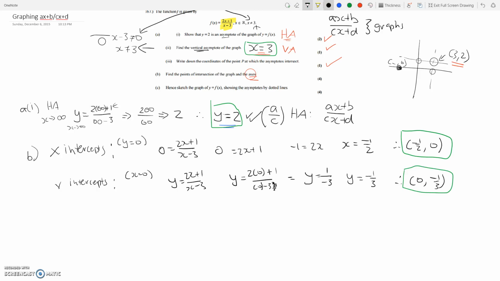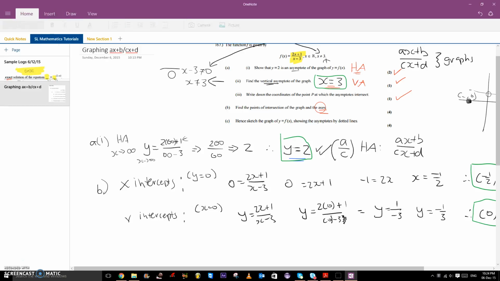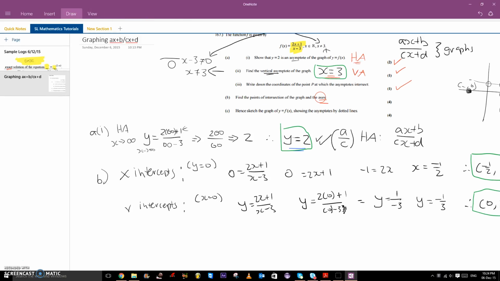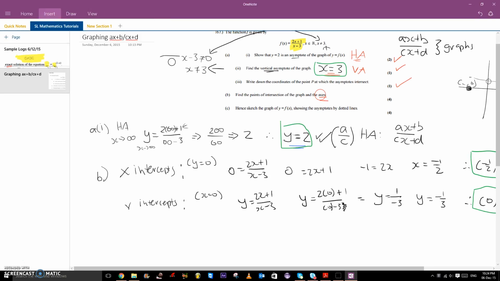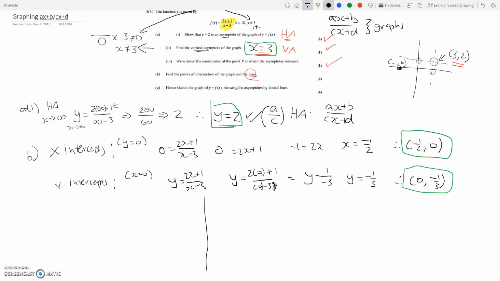So therefore, when we sketch this, let me see if we can insert a graph. Oh, we can't. I'm still experimenting with this. So from here, let me just draw a rough sketch. In the exam, please use a ruler.